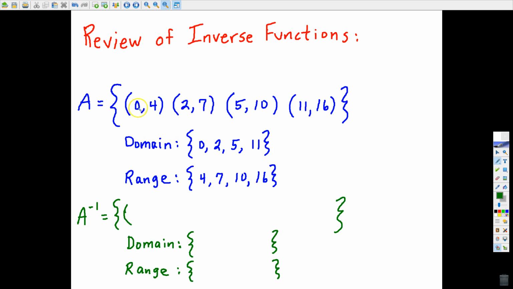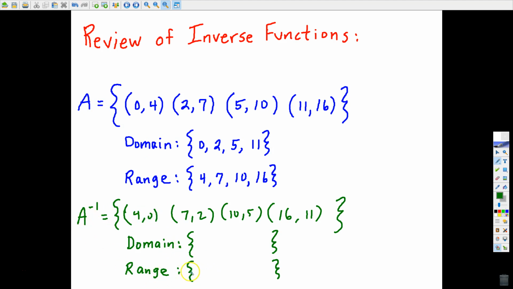So instead of 0, 4 from the function A, I do 4, 0 to get the inverse. And I do 7, 2. And I do 10, 5. And I do 16, 11. So you can see an important characteristic that pertains to functions and their inverses. The domain of a function becomes the range of the inverse.